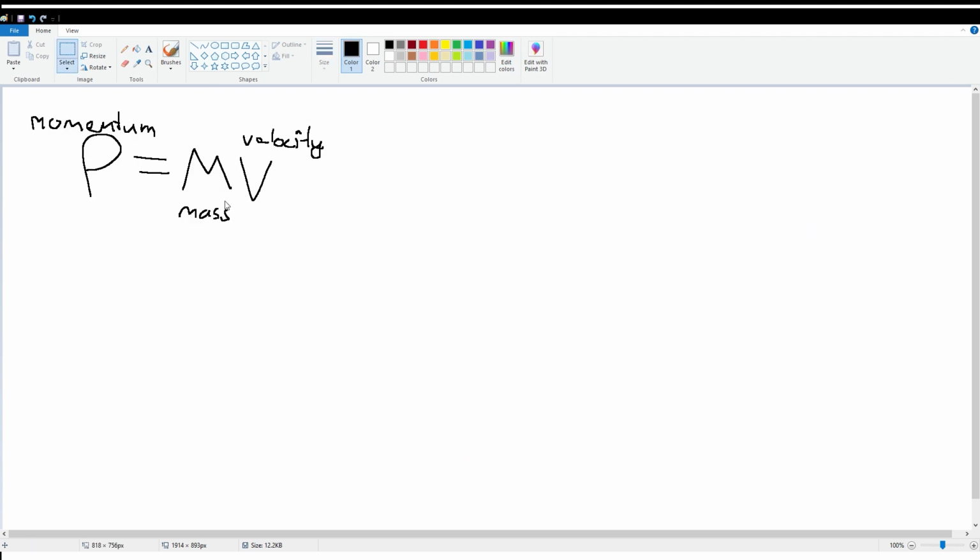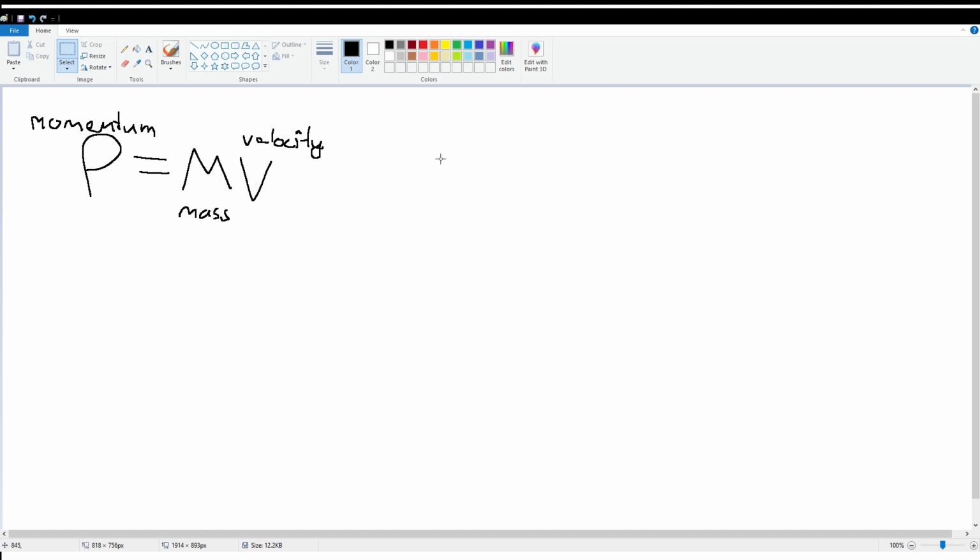There we go. p equals mv, or momentum equals mass times velocity. Now momentum is a measurement of the state of motion of an object. This is often confused with inertia, which is a measurement of the tendency of an object to remain in its state of motion. Now this can be very confusing, and you don't really need to know the difference, you just need to know how to do the equation.